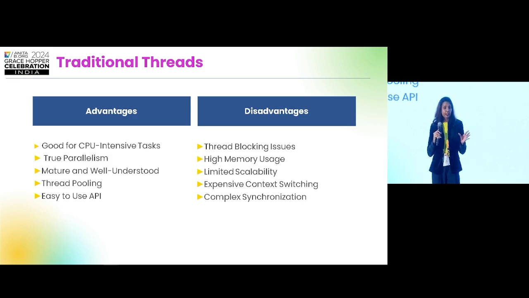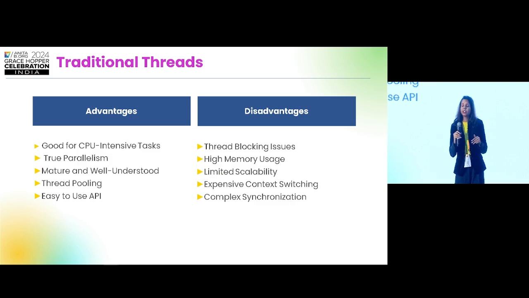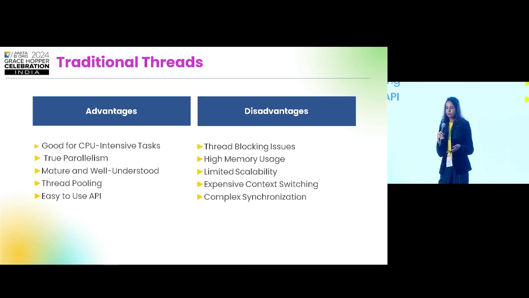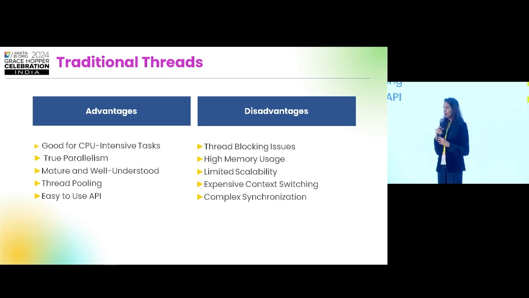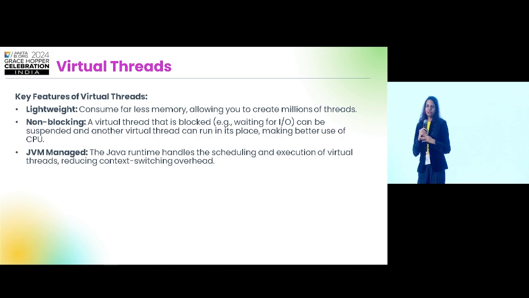Thread pooling is another very major advantage, given that it helps utilize the threads at your disposal in a very efficient manner. And definitely, they are very easy to use. Now, touching upon the main disadvantages: thread blocking issues, as well as the most important one, the expensive context switching, wherein you have a lot of resources which are wasted because of it. Now, I'll pass it over to Pooja, who will delve deeper into virtual threads.